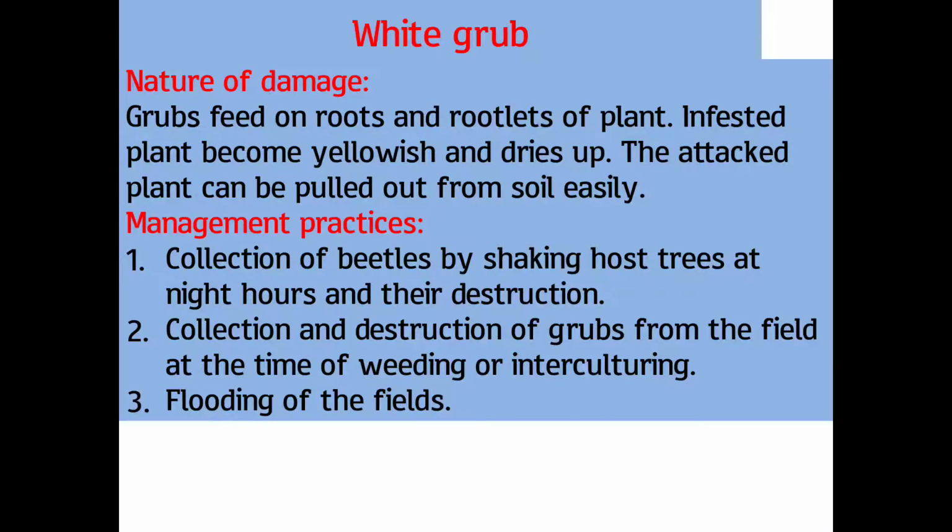Nature of damage: the grub feeds on roots and rootlets of the plant, and after feeding on roots, the plant becomes yellowish and ultimately dries. These attacked plants can be pulled out from the soil easily. Management practices: collection of beetles by shaking host trees at night and their destruction. Use of light traps at night for collecting the beetles, and these collected beetles are killed in kerosinized water. Another, collection and destruction of grubs from the field at the time of weeding or interculturing.